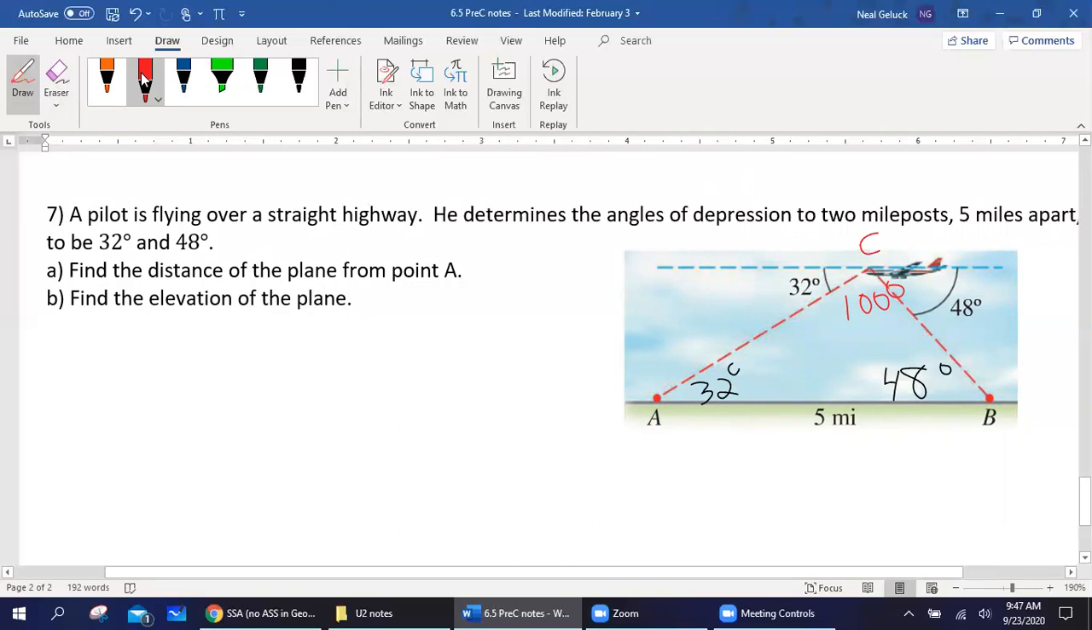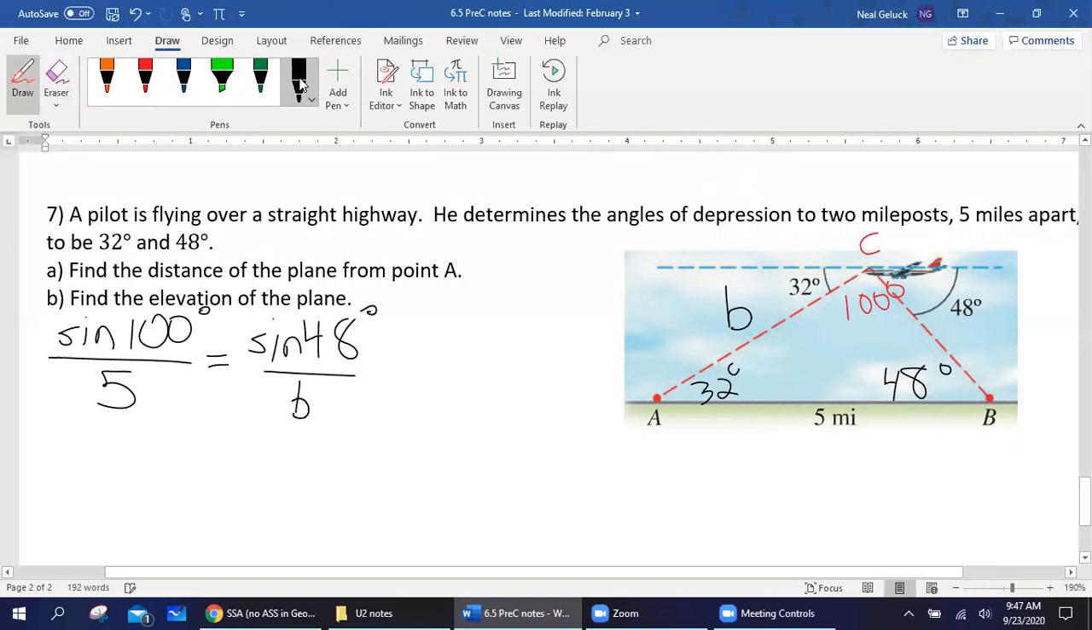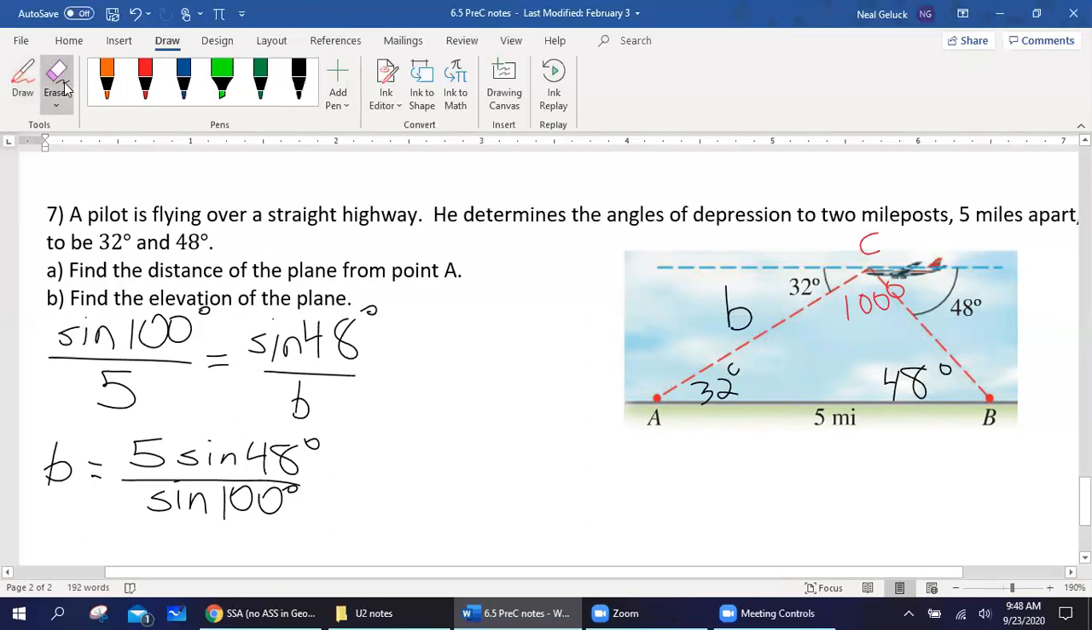So the first thing it wants is the distance from the plane to point A. So that would be side B of this red triangle. I can set up a law of sines. This is going to be sine 100 degrees. It's a terrible 100. Over 5 equals sine 48 degrees over B. You cross multiply. Again, if this was a quiz or exam, you'd end up with 5 sine 48 over, let's see, that'd be over the sine of 100. And that'll give you side B, which on this one will be about 3.77 miles.